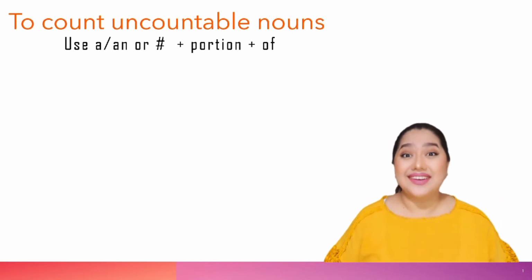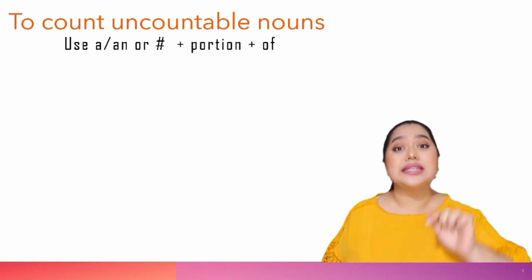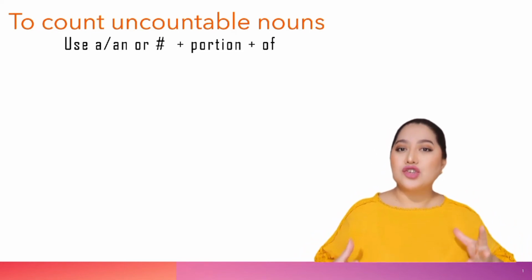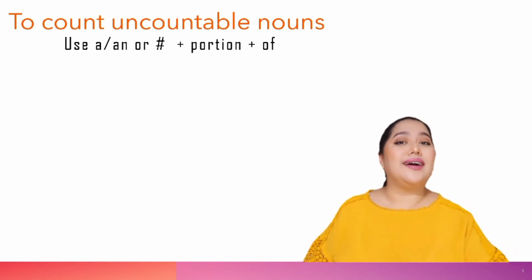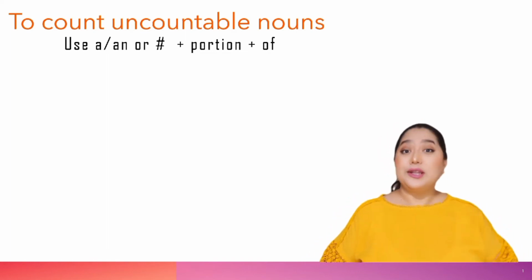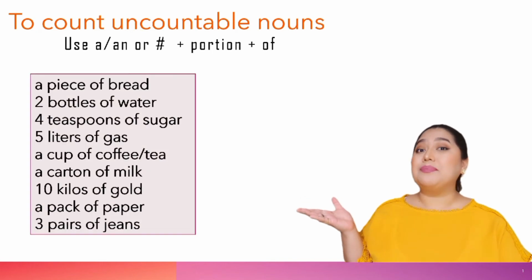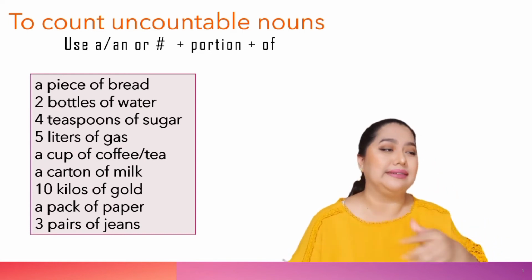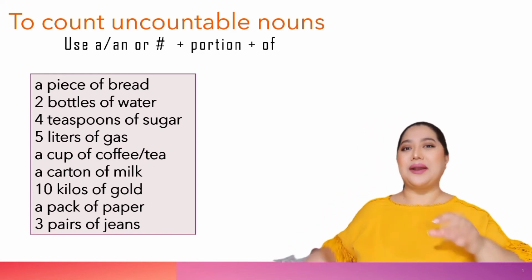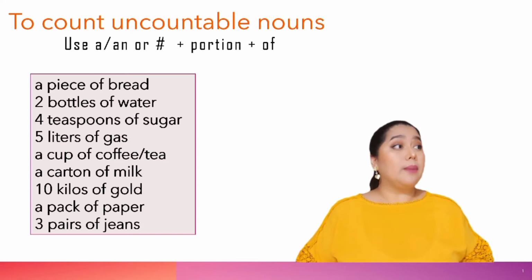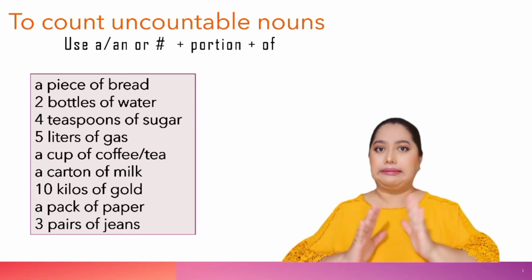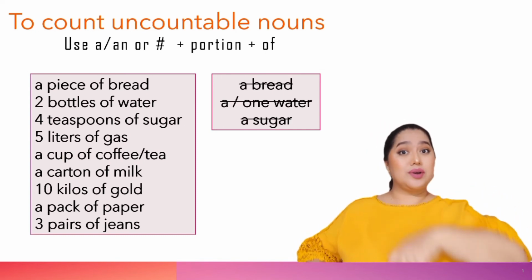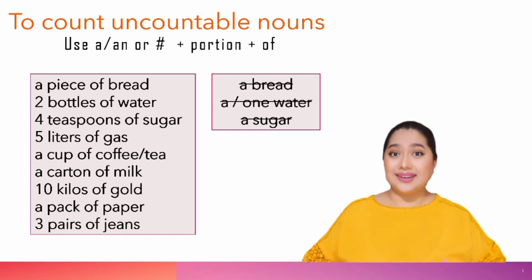Well, in order to count uncountable nouns, we use a or an, or maybe the number, plus the portion you need and the word of. Let's see it in some examples. The first one is a piece of bread. A piece of bread. Oh, right. It's not one bread. It's a piece of bread. Perfect. Or what about water? Please give me 1 water. No, don't do that. You can say 2 bottles of water, 3 bottles of water, a bottle of water.